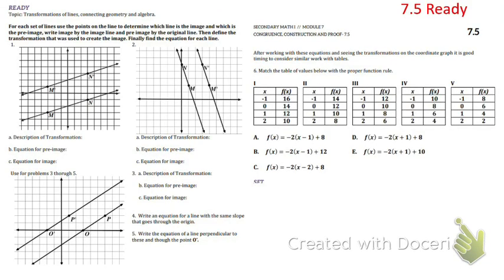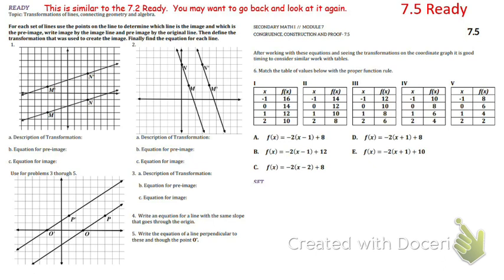In the 7.5 ready, we're going to be looking at transformations of lines and how that ties to the tables with the equations. So to begin with, the first part of this ready is very similar to the 7.2 ready. You may want to go back and look at that for how we did it. The idea is that we have these translations. We're trying to describe what the translation is, specifically which direction and how much. And then we're going to figure out what the equation of the pre-image and the image are.